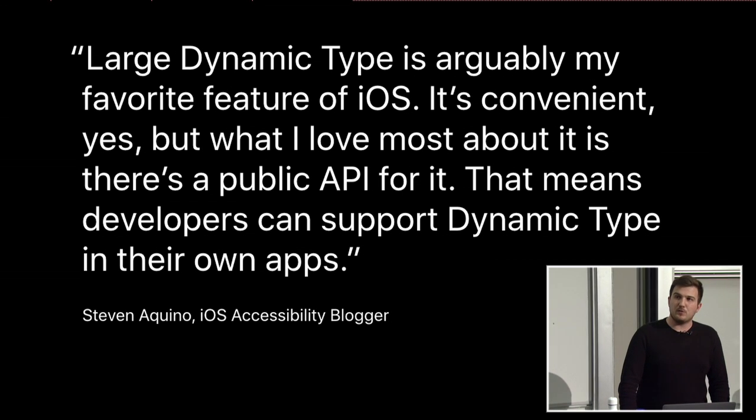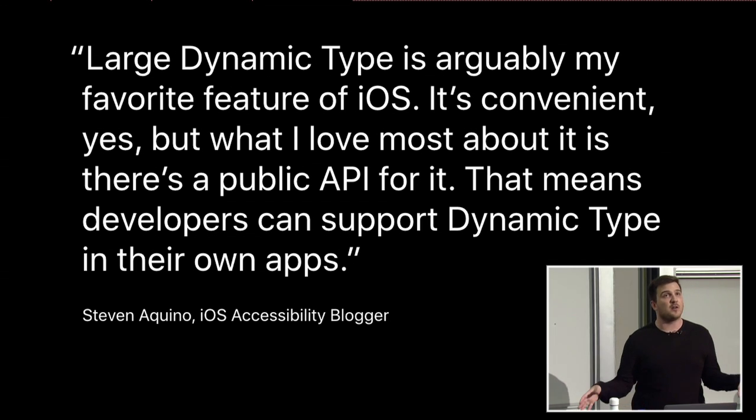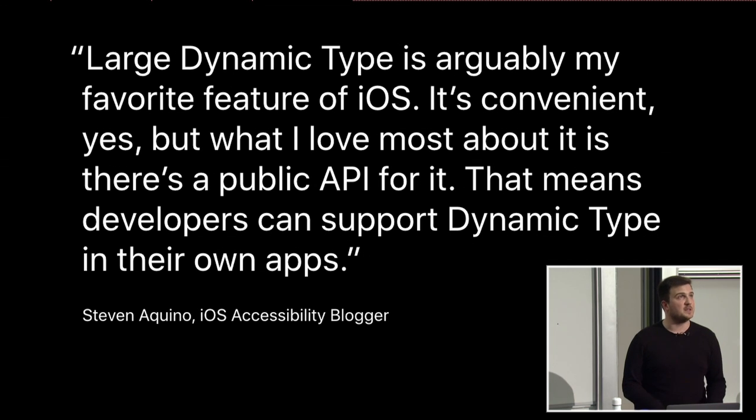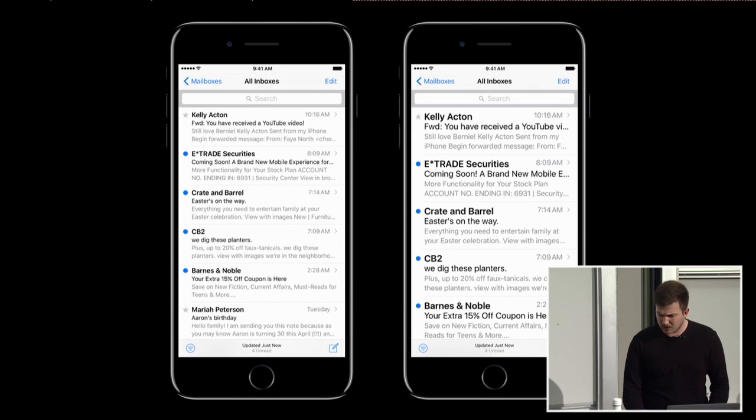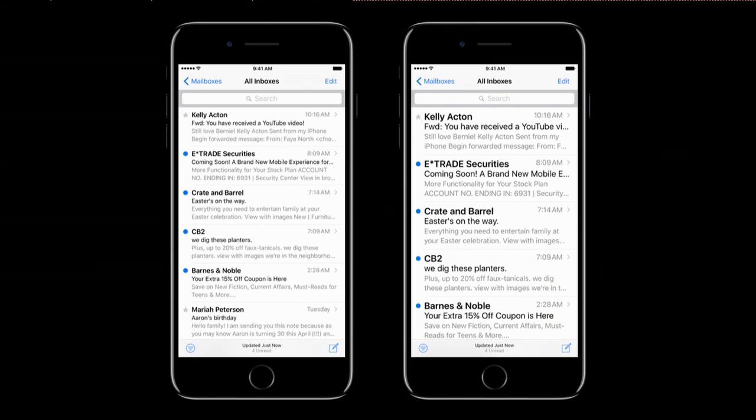And this applies to people with low vision conditions, but it also applies to people whose vision has simply deteriorated from age or people who simply need to wear glasses. So dynamic type is meant to help adapt these people's devices to their needs. Now on the left, you see the standard mail inbox interface with the default text.